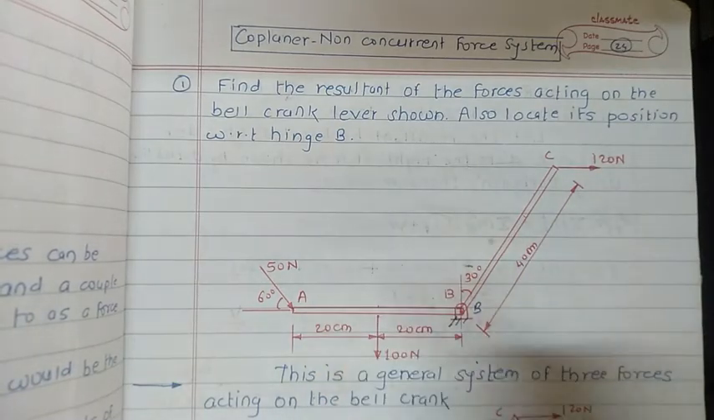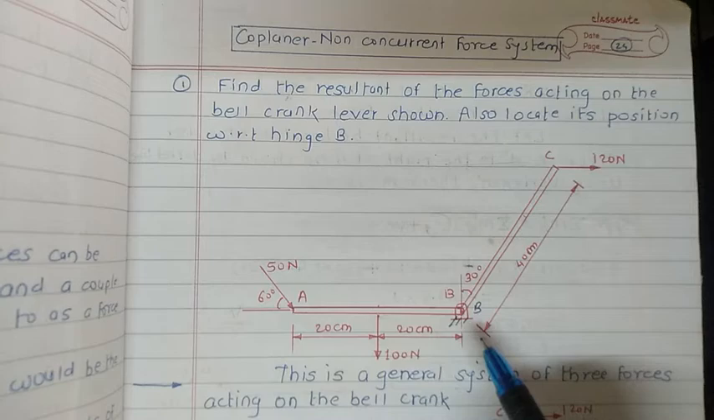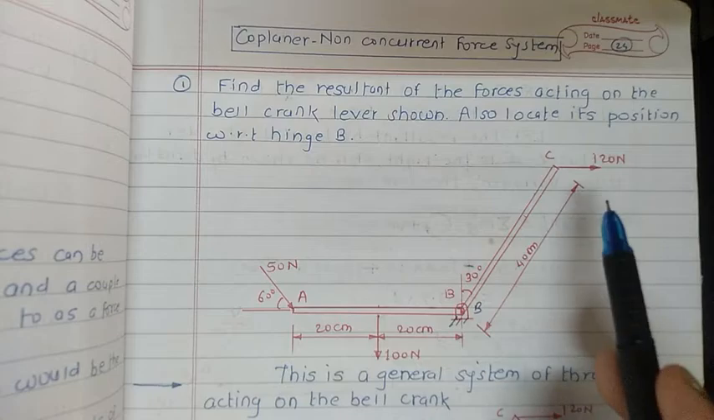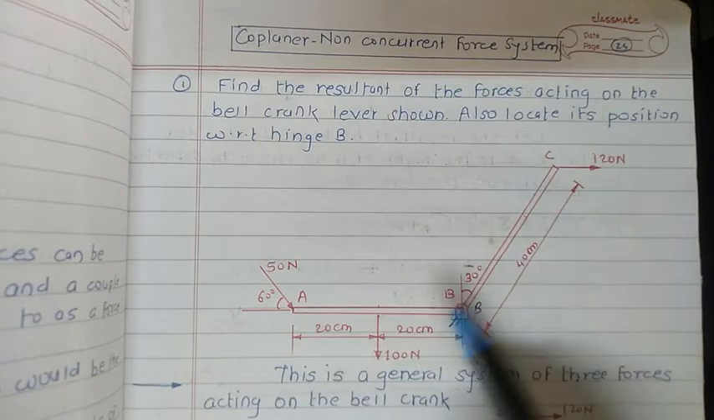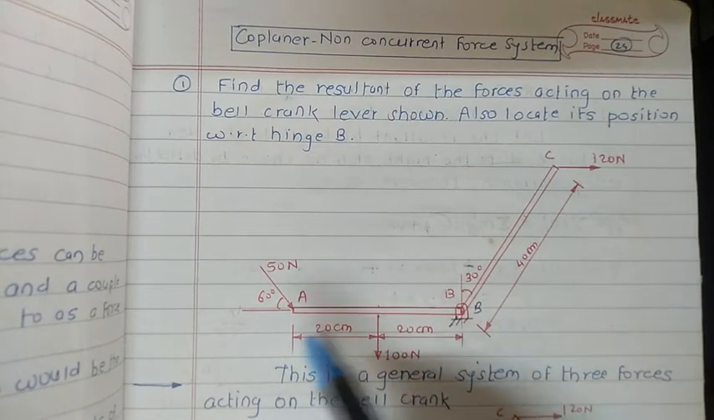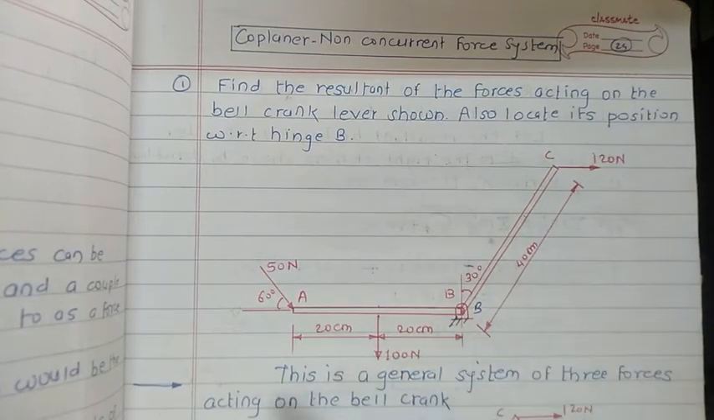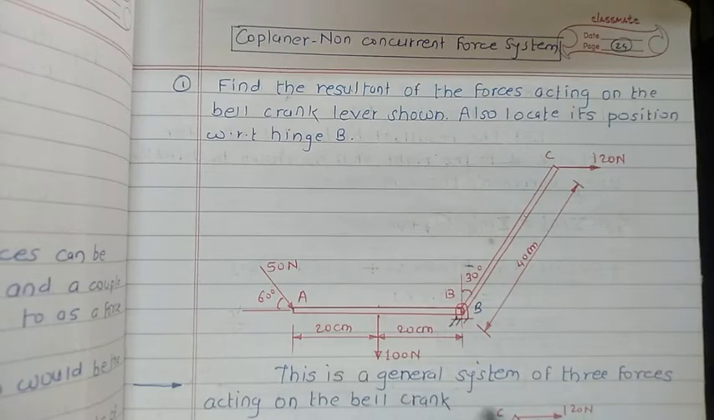If you see the previous cases, we have discussed the resultant of a system of coplanar forces by considering the concurrent force system. Then we saw the case of the parallel force system. Now here is the general case where all types of forces are included: maybe an inclined force, maybe a horizontal force, maybe a vertical force. This is the general system of three forces acting on the bell crank lever.